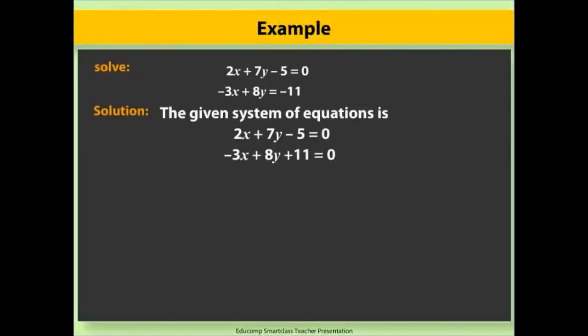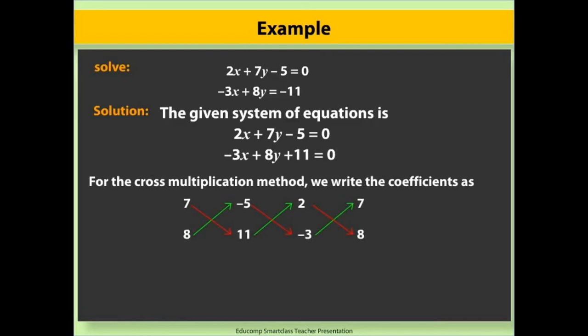Example 1. Solve 2x + 7y - 5 = 0, -3x + 8y = -11. Solution. The given system of equations is 2x + 7y - 5 = 0, -3x + 8y + 11 = 0. For the cross multiplication method, we write the coefficients as x, y, 1; 7, 8, -5, 11, 2, -3, 7, 8.